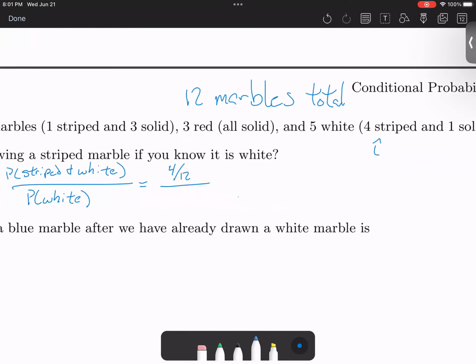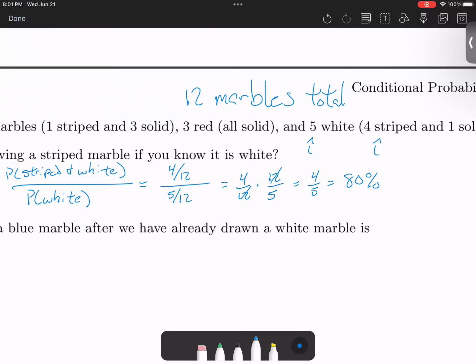And then what is the probability of drawing a white marble? There's 5 total white marbles. So there's 5/12 probability of pulling that white marble. With a little bit of algebra, your 12s cancel, you're left with 4/5 or 80%.